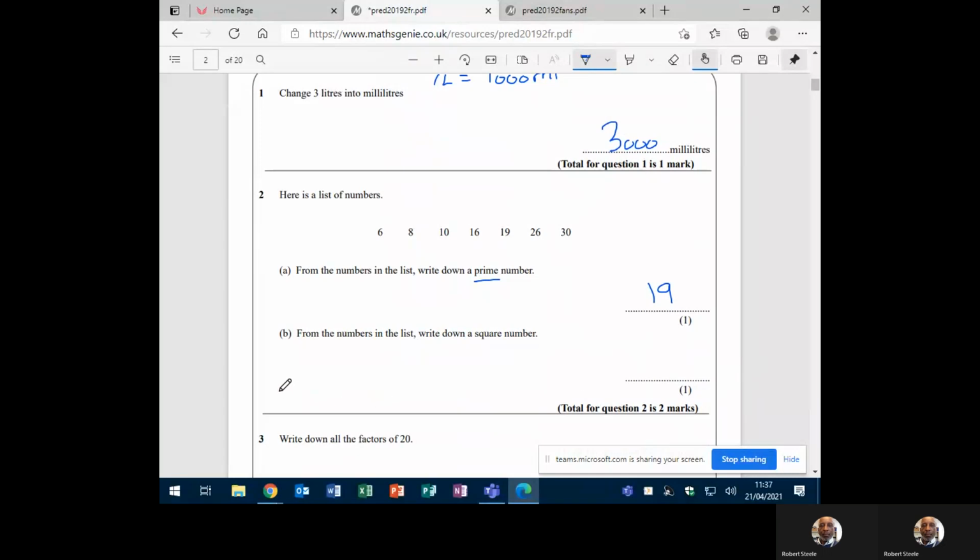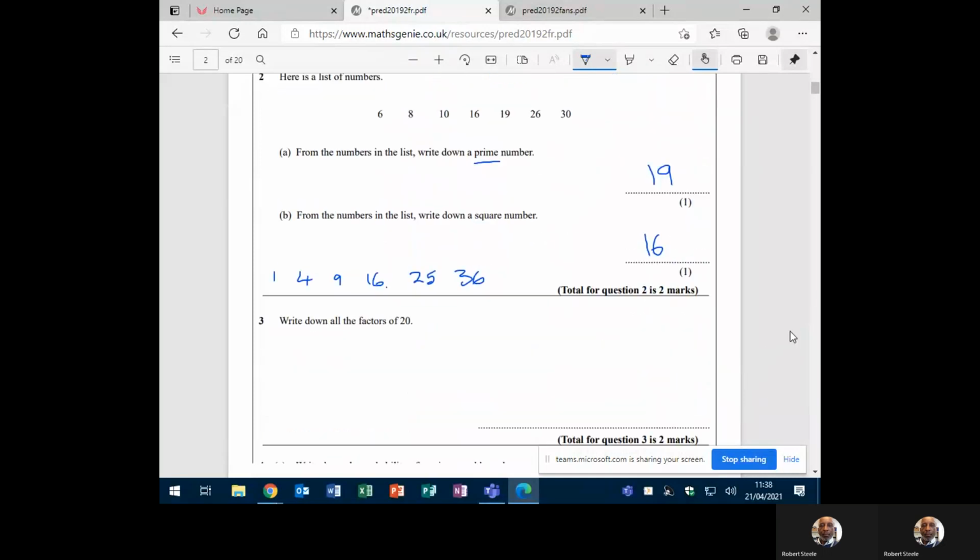Square numbers, if you need a reminder, square numbers are things like 1, 4, 9, 16, 25, 36, so on. This is 1 squared, 2 squared, 3 squared. Here, 16 is actually 4 times 4. And that's the only square number that's in that list. Okay.